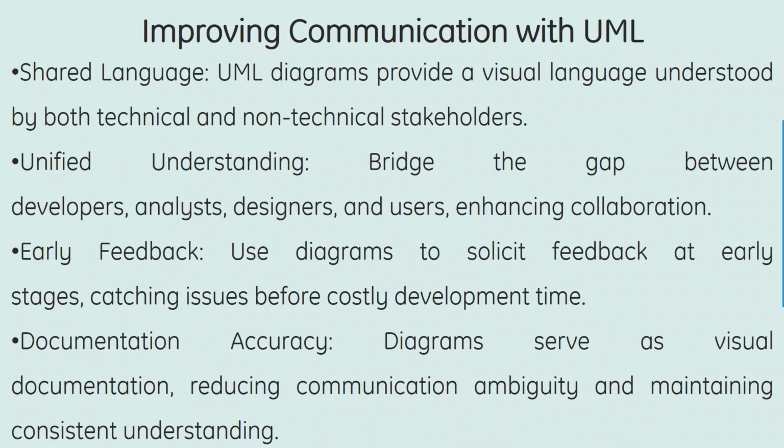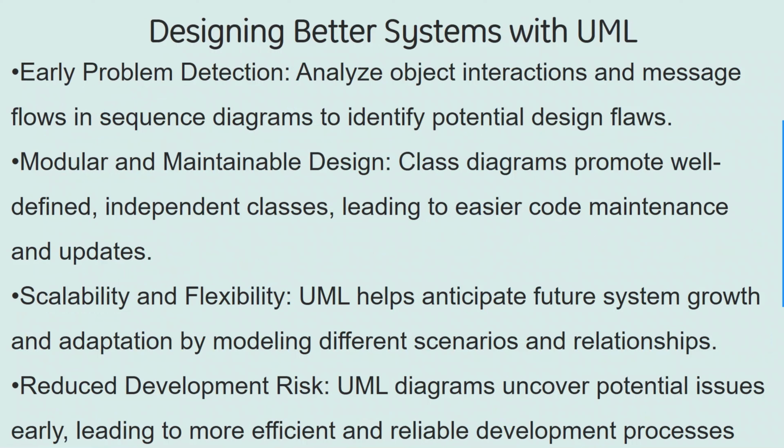Next, improving communication with UML. What steps can you take to improve communication with UML? Firstly, shared language. UML diagrams provide a visual language understood by both technical and non-technical stakeholders. Then we have unified understanding, bridging the gap between developers, analysts, designers, and users, enhancing collaboration. Thirdly, early feedback: use diagrams to solicit feedback at early stages, catching issues before costly development time. Then we have documentation accuracy. Diagrams serve as visual documentation, reducing communication ambiguity and maintaining consistent understanding.